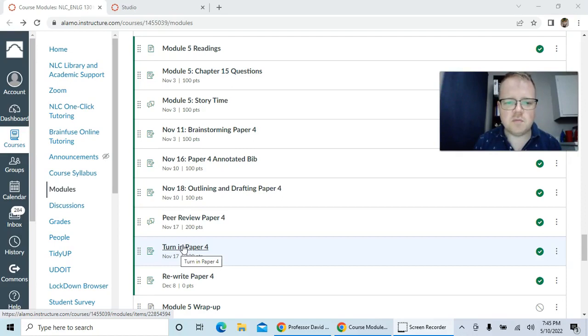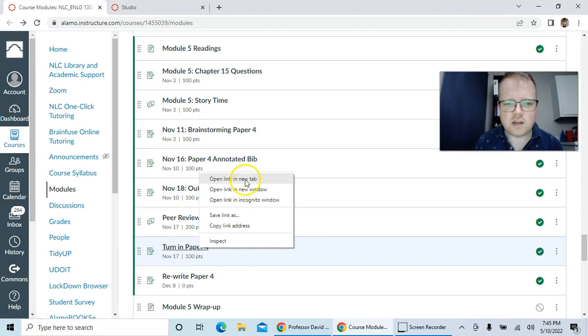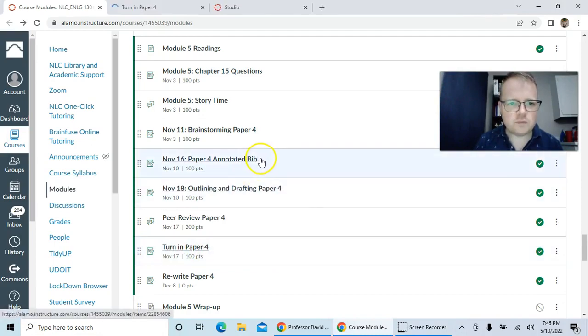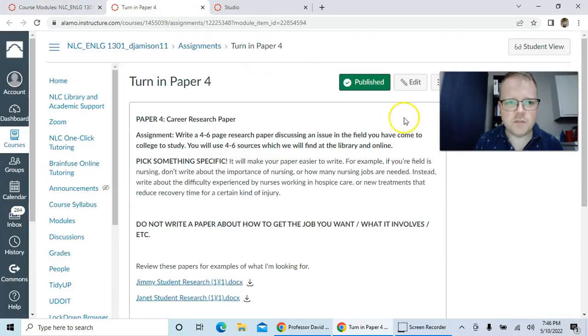But the other reason that this is really cool is because maybe you'll find out that you're not really into it, and this would be the best time to find that out, when you're in your first semester of college, so that you can go and find something you're better at. So let's go ahead and look at the paper assignment first, and then we'll go through all of the modules to get up to it.